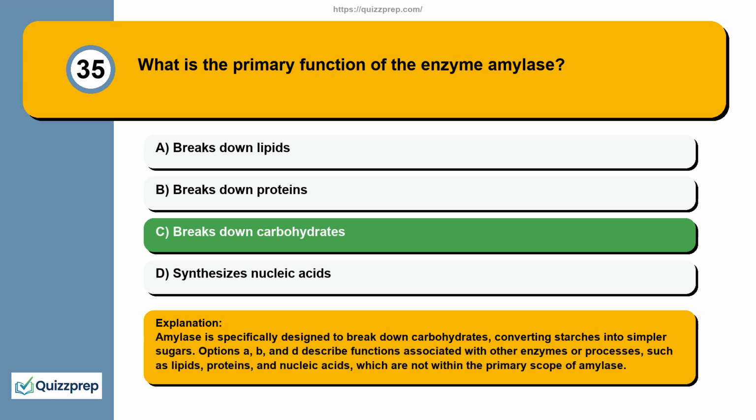Amylase is specifically designed to break down carbohydrates, converting starches into simpler sugars. Options A, B, and D describe functions associated with other enzymes or processes, such as lipids, proteins, and nucleic acids, which are not within the primary scope of amylase.